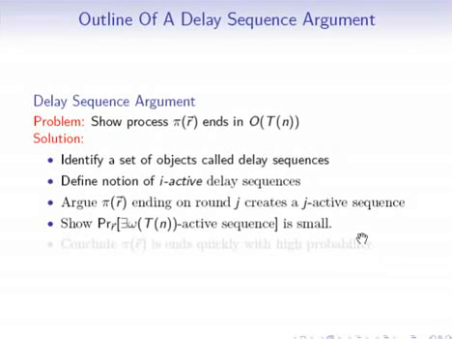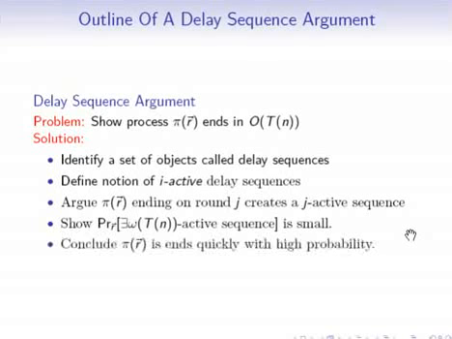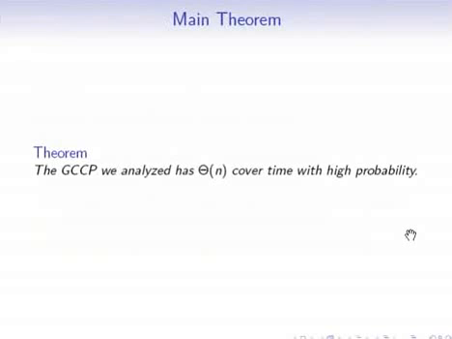And this concludes the final step of the delay sequence argument. So let's go over the argument again. We identified the objects called delay sequences. These were the paths that we saw. Then we defined the notion of an I-active delay sequence that had several criteria of probabilistic events that must happen. Then we argued that a process ending in round j creates a j-active sequence. And we showed that the probability that there exists an omega of n active sequence is small. And this, of course, lets us conclude that the process ends quickly with high probability. And that's the final theorem of the paper, that the graph coupon collector process we analyzed has linear cover time with high probability.